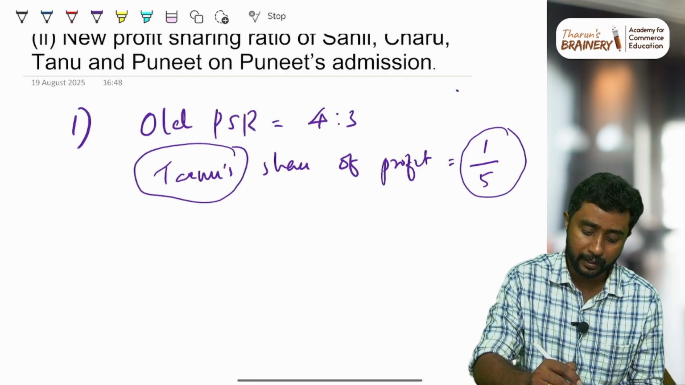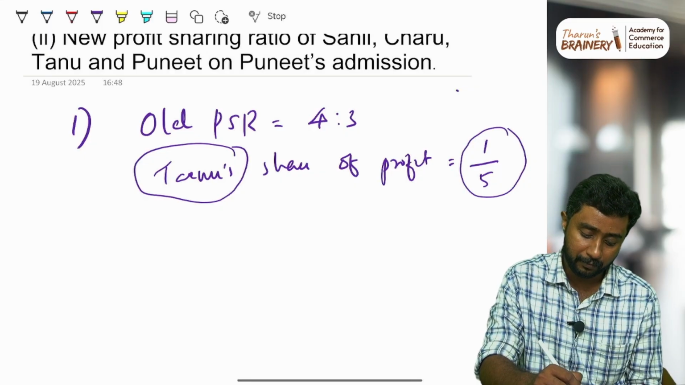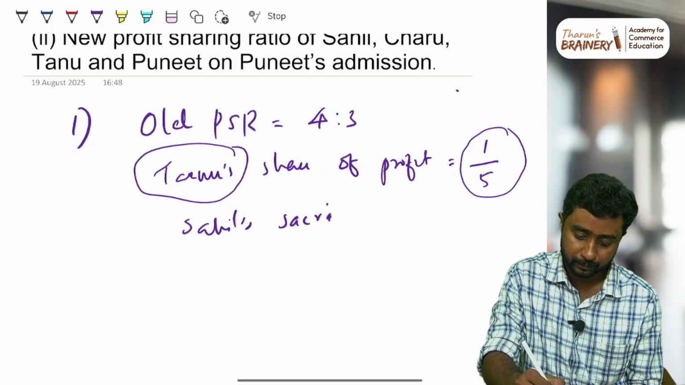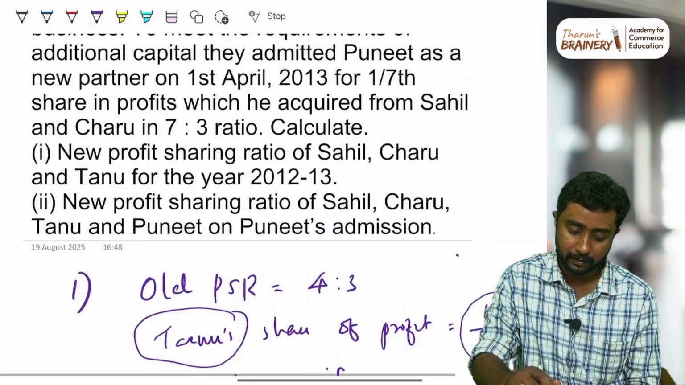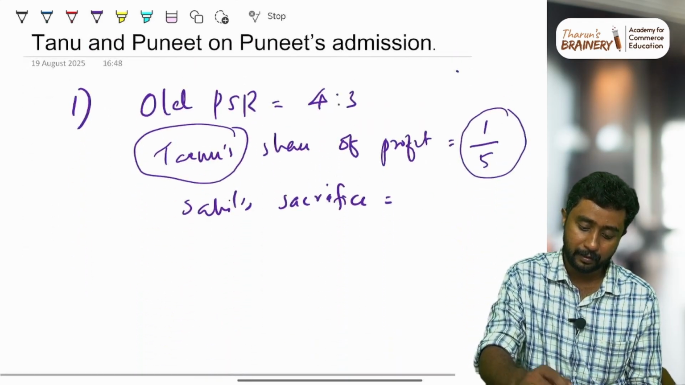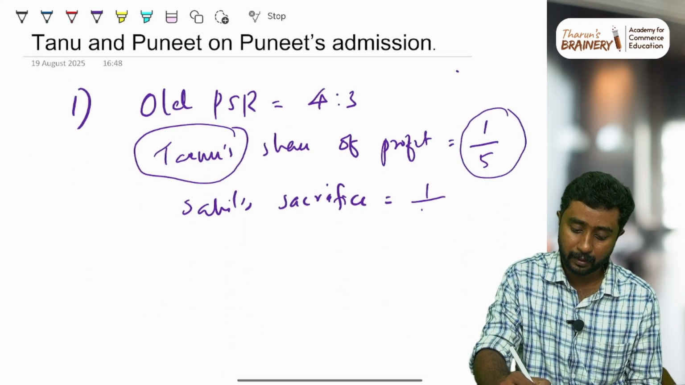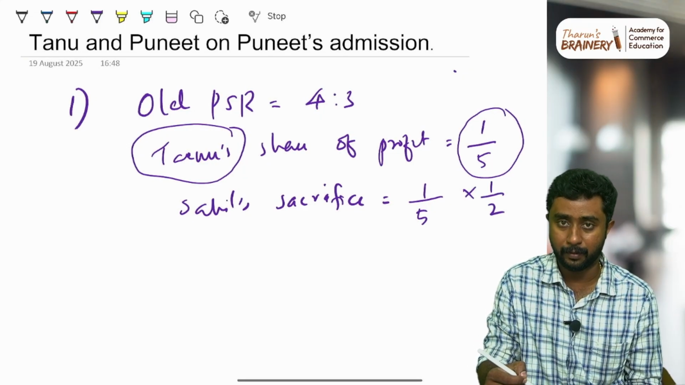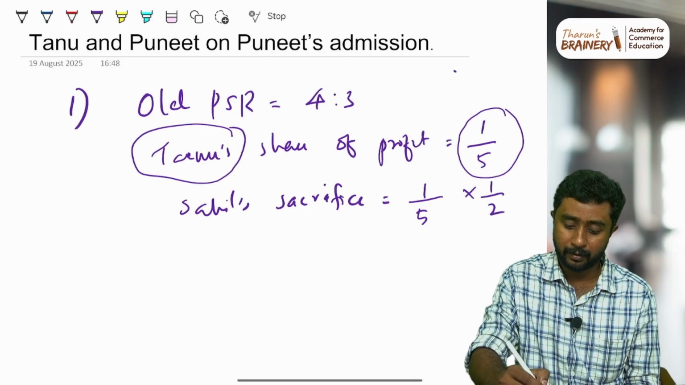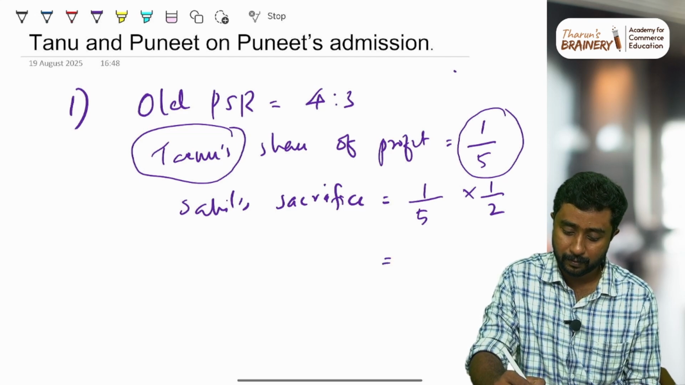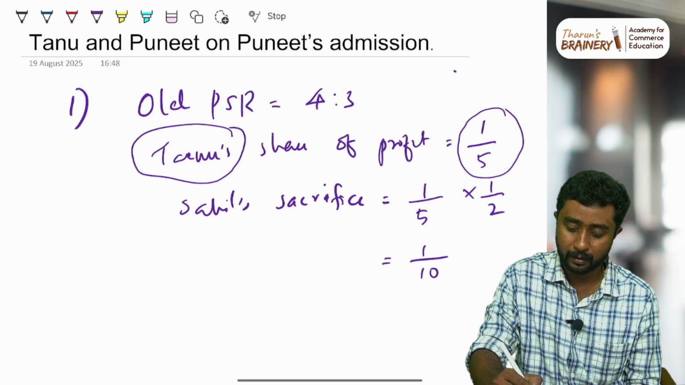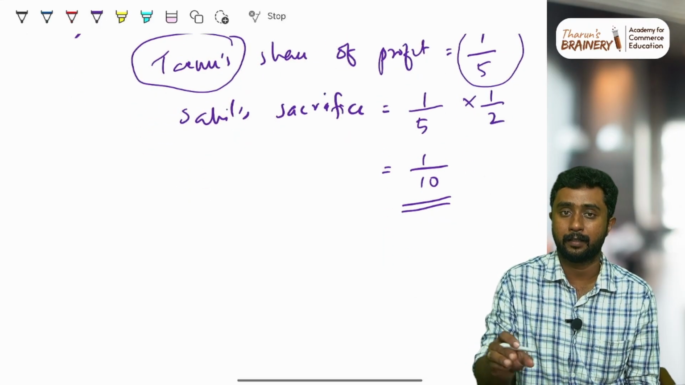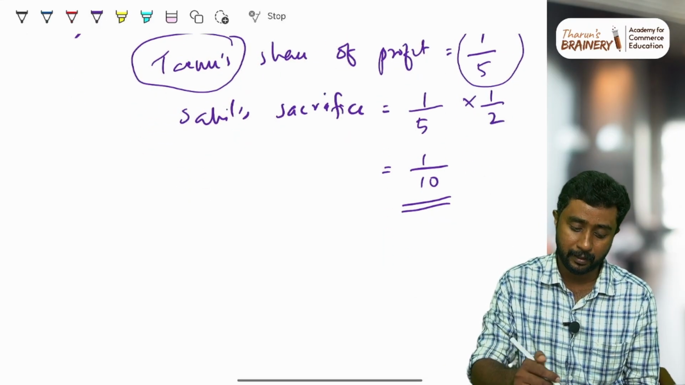So first we will find out how much each person is sacrificing. So we will write Sahil's sacrifice. Sahil is the first partner, right? How to find? Totally Tanu is getting 1 by 5 share. Half of that is given by Sahil. That means half of that is Sahil's sacrifice, right? So 1 by 5 into 1 by 2 will give you 1 by 10. So basically 1 by 10 share is what is sacrificed by Sahil.